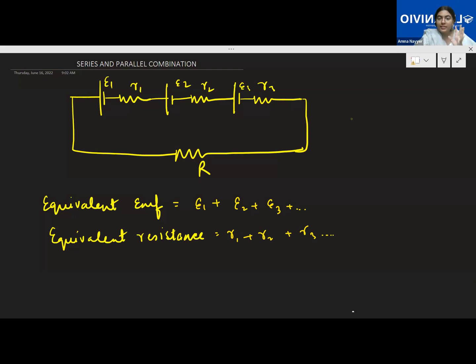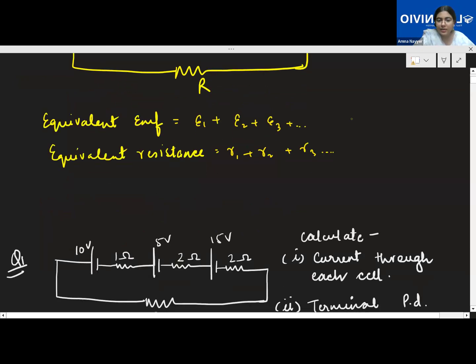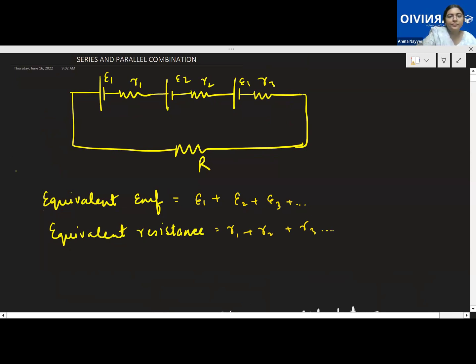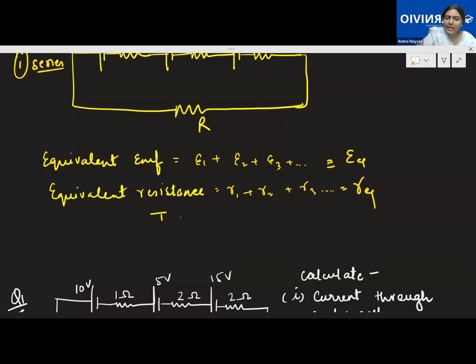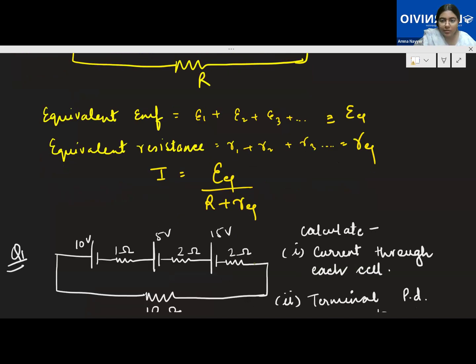When you see the cells are connected in series, equivalent EMF and equivalent resistance, just add them all. E1 plus E2 plus E3 and so on, just add. Similarly, R1 plus R2 plus R3, just add. This is for the series combination. I'll write it also, though it's visible clearly from the figure. Now see current, here you will calculate your R equivalent and this will give you your E equivalent. And current will be calculated in the same manner. If an external resistor is present, you will use E equivalent divided by capital R plus small r equivalent. The difference is that only the equivalent part will be used.